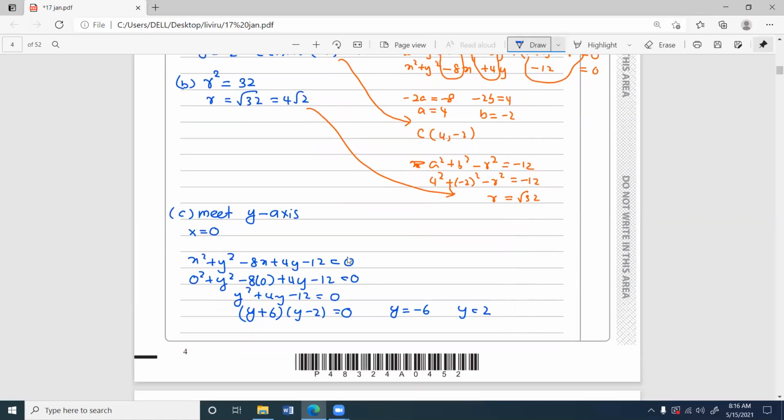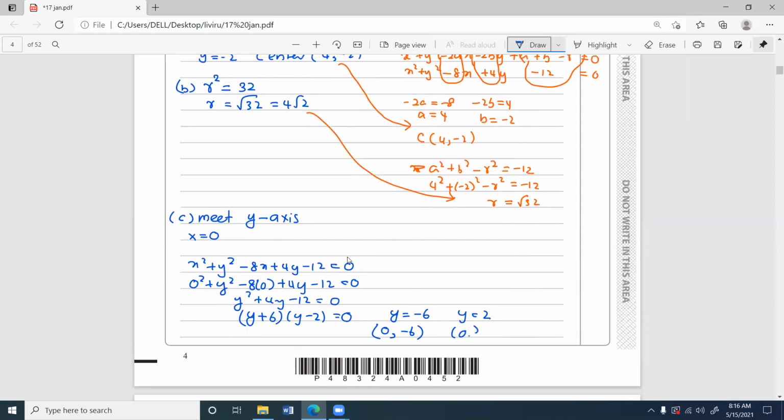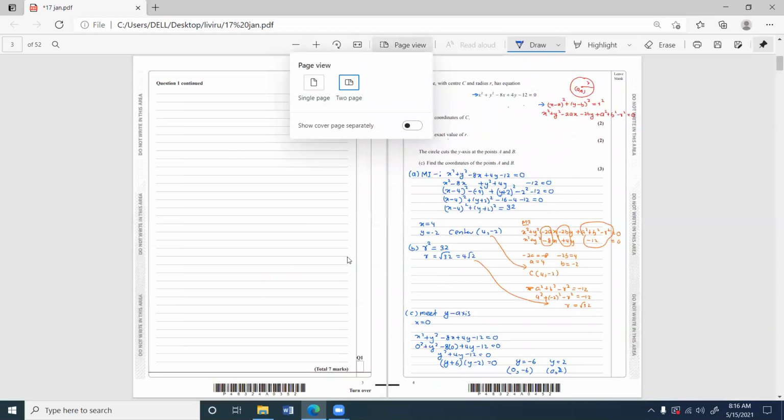So you have to write them as coordinates. Some of the students forget to write it as a coordinate. The x coordinate is anyway 0: (0, minus 6) and (0, 2). That's the final answer for this kind of question, right? So if you just go to the page view, you can see this would be your final answer for this question.